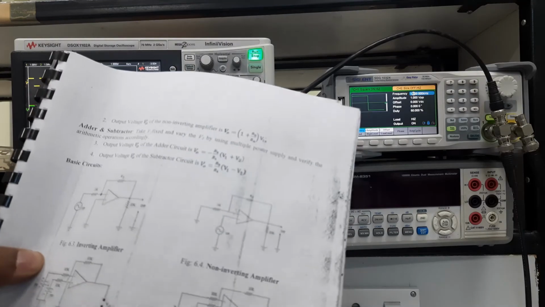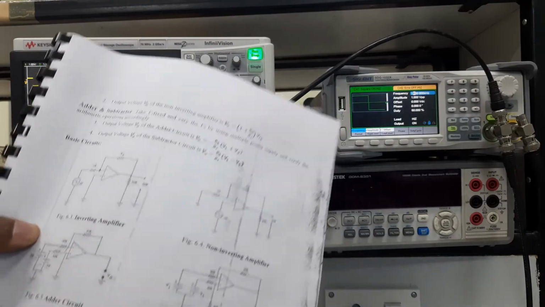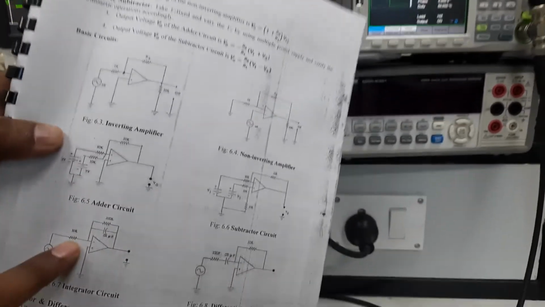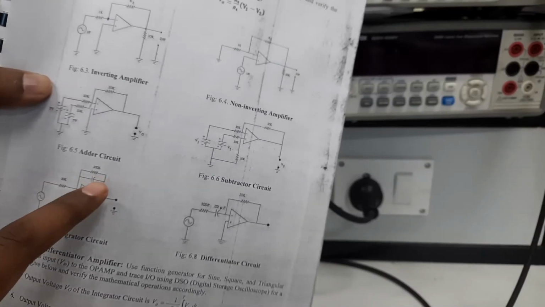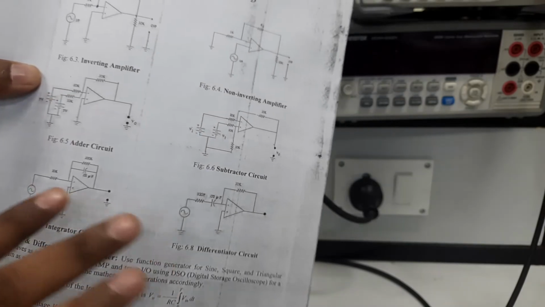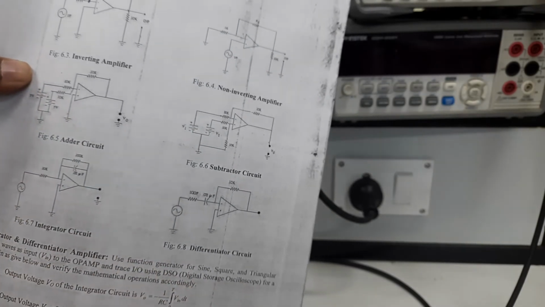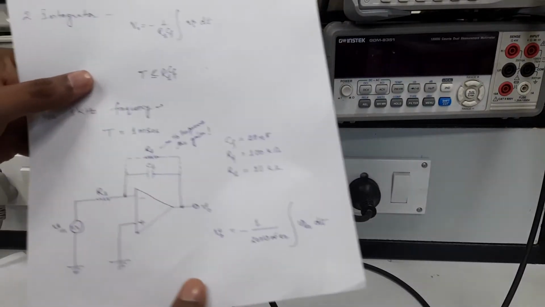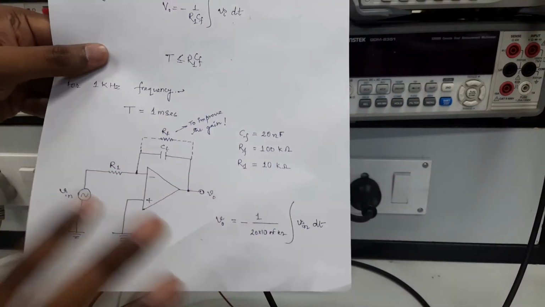So next is the integrator circuit. Here you can see in the feedback a capacitor is connected and the input resistance is connected at the input, and we also connected one resistor at the feedback to improve the gain of the amplifier. So in detail, if you see this circuit, this is the integrator circuit.